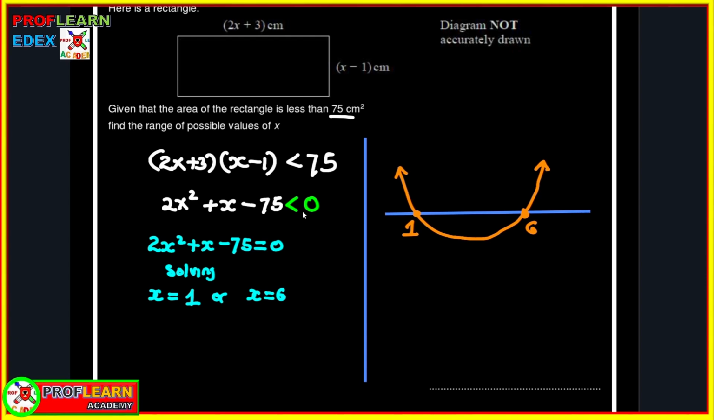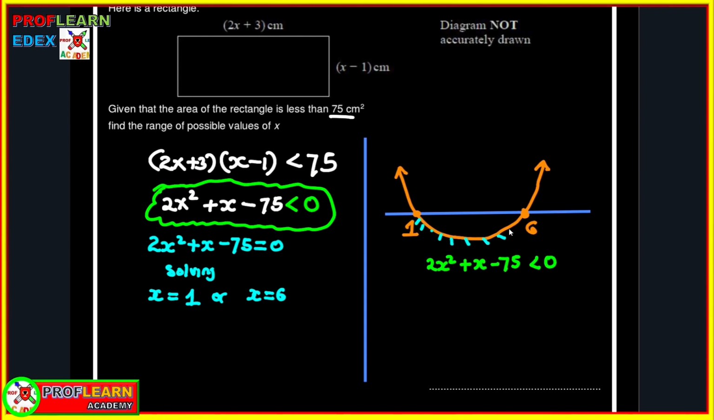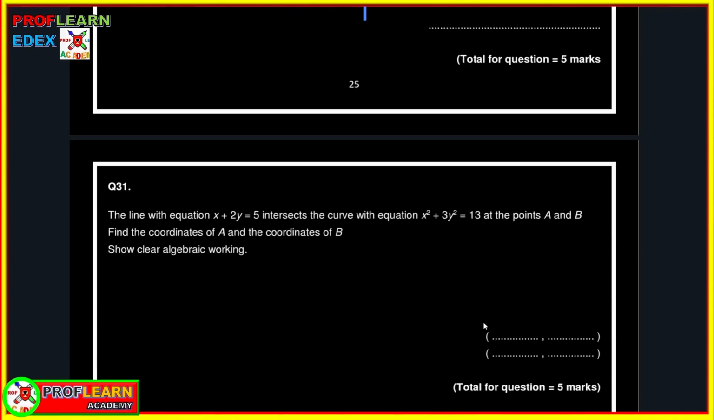Now, since our inequality is less than 0, meaning we require the region below the x-axis, we need this region below here. So the values of x that define that region are values x greater than 1 and less than 6. So that is exactly what you're supposed to do when you're given a question like this.